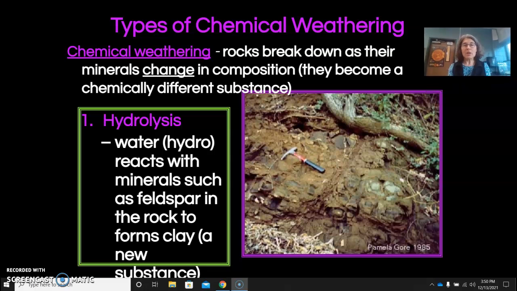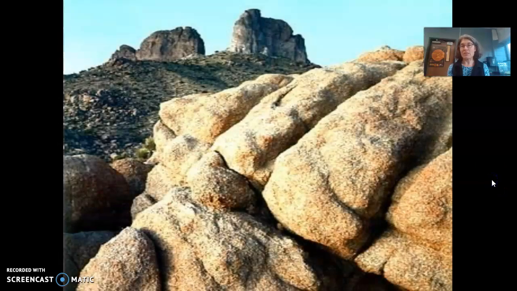The last type of weathering we're going to talk about is chemical weathering. And as you've figured out, chemical weathering happens when rocks break down and their minerals change in composition. So you have a chemical reaction or a change in properties of the rocks. One type of chemical weathering is hydrolysis, where water reacts with the minerals that are present to produce a new type of mineral. An example of that is feldspar, a particular type of rock, which when exposed to water will actually make a different type of clay.